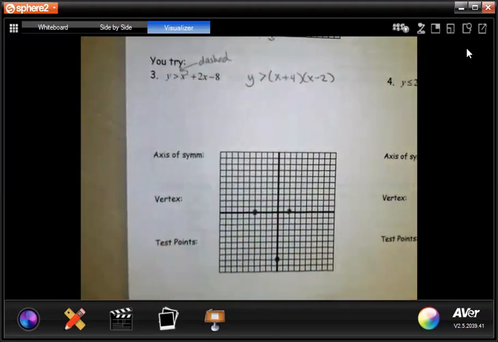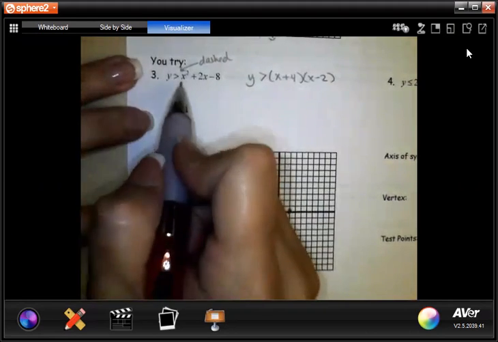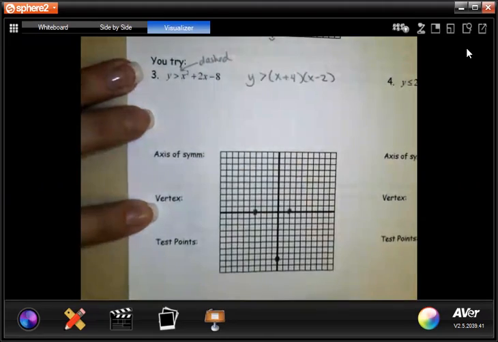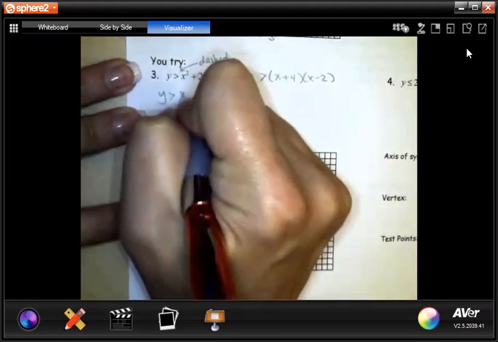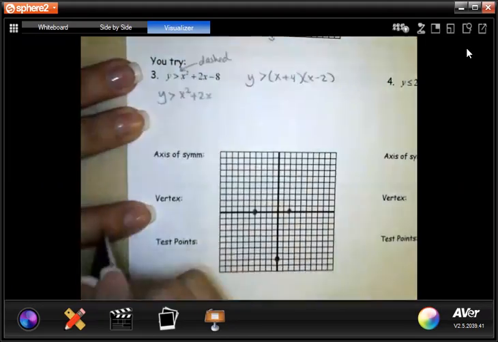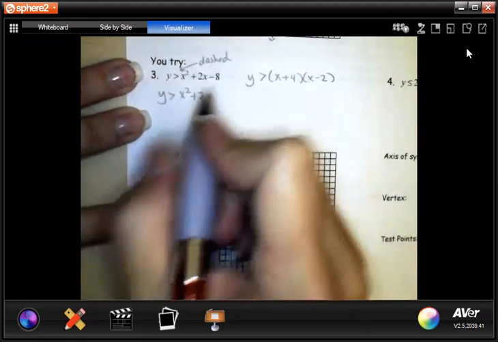So now we've got 3 points. We could technically go ahead and graph that, but I'm going to go ahead and review how to change this to the vertex form so that you have that as well. And we do that by completing the square. So I'm going to go ahead and complete the square with these first 2 terms.